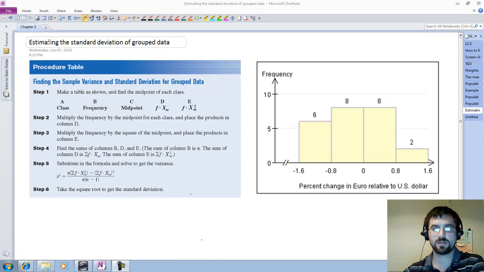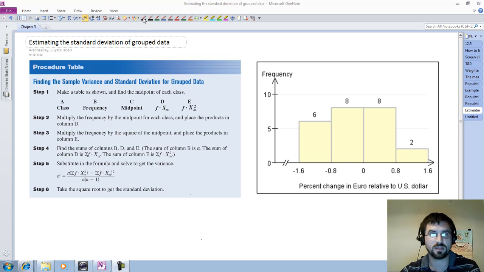Alright, we're working on estimating the standard deviation of group data. The reason we have to estimate it is because once the data has been grouped into classes, we no longer have the original data, and therefore any approximation we make is going to be estimated from the midpoint and not the original data array. So much like we did with estimating the mean of group data, we're going to go through a nice little procedure to arrive at our answer.